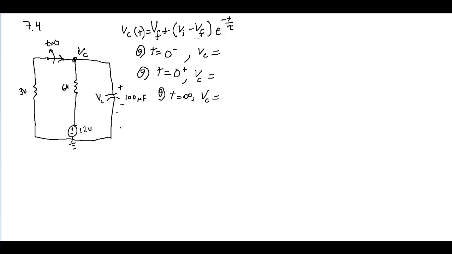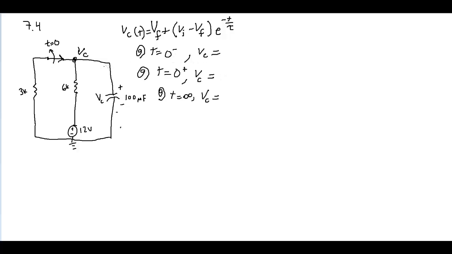Now, to find the initial and final conditions, Vi and Vf, we're going to analyze the circuit at 3 different time points. We're going to find Vc at t equals 0 minus, which is the time right before this switch is flipped, Vc at 0 plus, which is the time right after the switch is flipped, and Vc at time infinity, which is after the capacitor has gone to steady state after the switch is flipped. So we're going to start by finding Vc at t equals 0 minus.